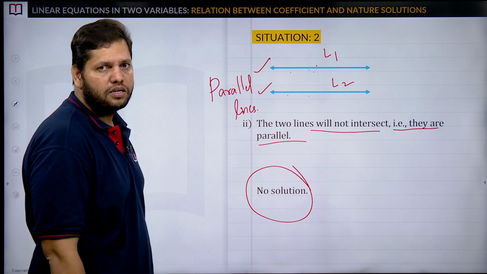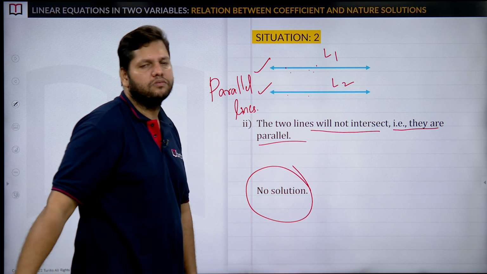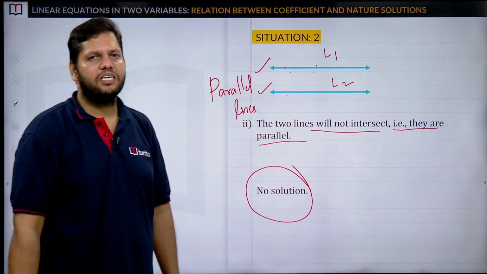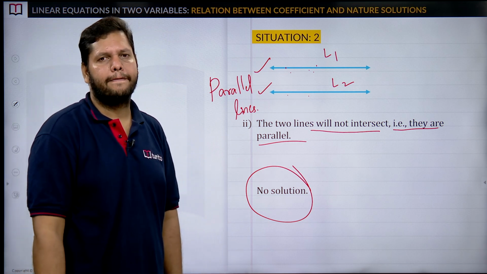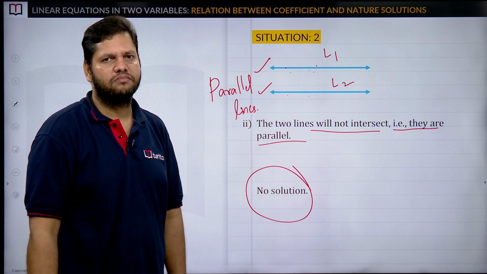Are you getting my point, children? There is no solution. Why? Because the two lines are not meeting each other. When the lines are not meeting each other, obviously what can we say? They are not meeting, so they don't have any common solution.